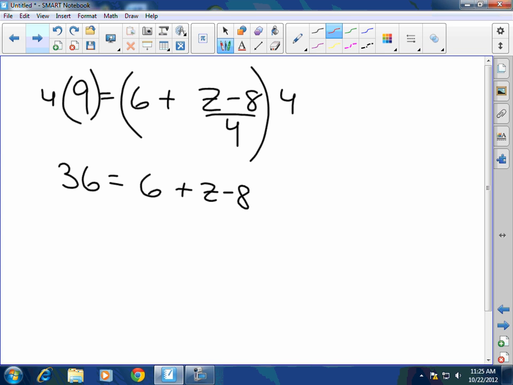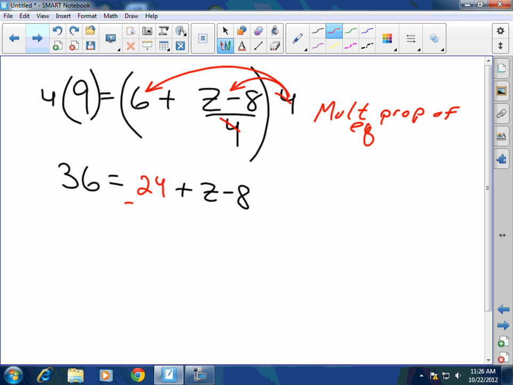Thank you. If you're going to start this way, and you're going to distribute that 4, that means you've got to distribute the 4. So that means 4 times 6 is 24. And then when I multiply z minus 8 divided by 4 times 4, the 4's cancel. That's why I have the z minus 8. So this first step I multiplied. That's the multiplication property of equality.